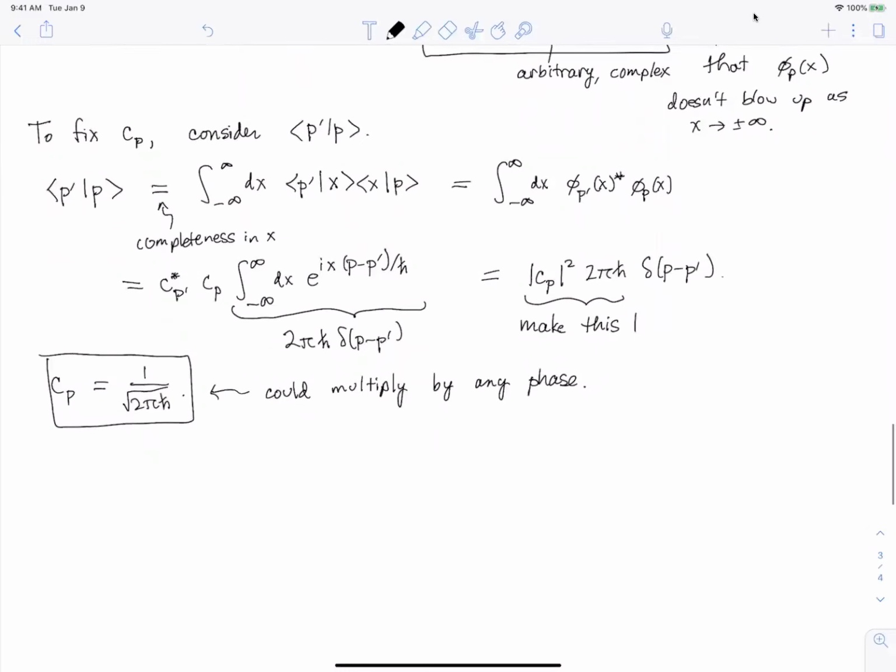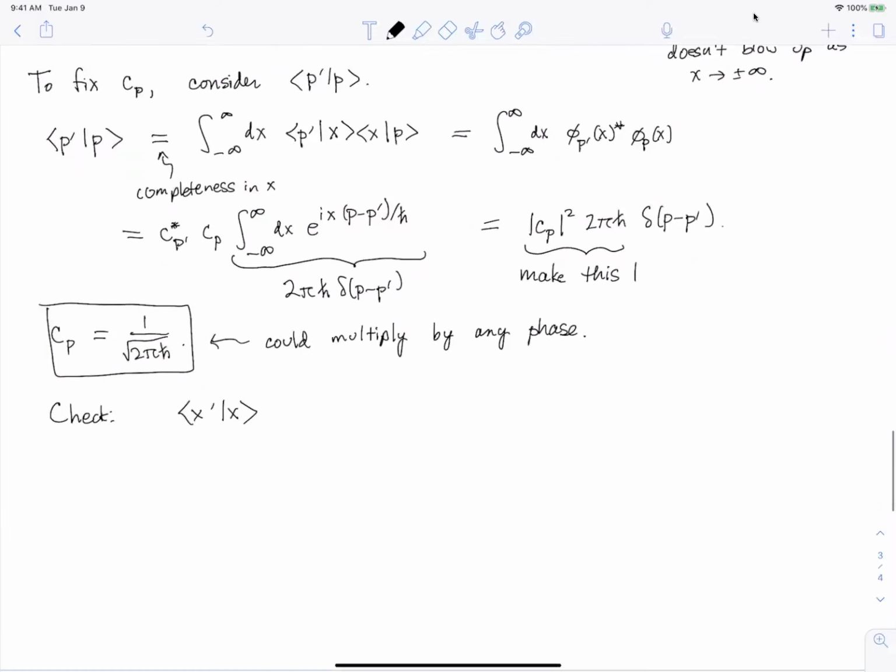Okay, so now we can do some checks. One check we can do is check the matrix element, or the inner product, of x prime with x. How are we going to check it? Let's use completeness. Why not? That's what we always do.